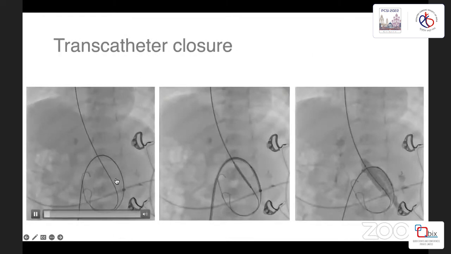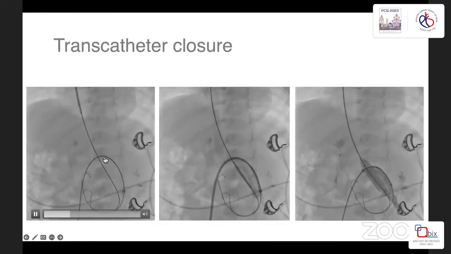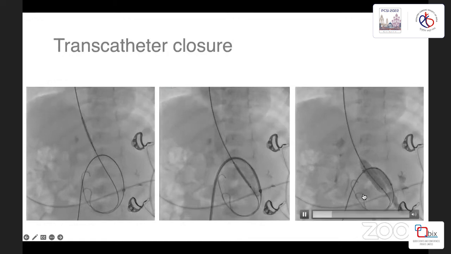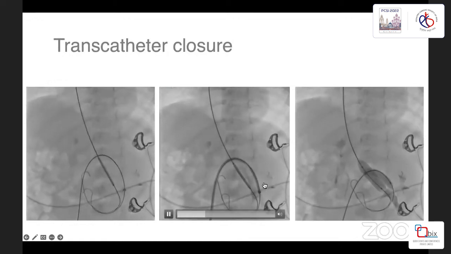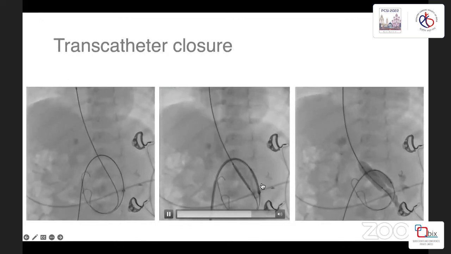Then we took two sheaths, one from the jugular, another from the femoral. So this is the femoral sheath, a 7 French braided sheath which is kept in the femoral vein, and another access from the right jugular vein. But we did not put the sheath here. We took a Cook's formula stent 10x30. Here another stent, a Bard Liner 7x24 stent, is taken.